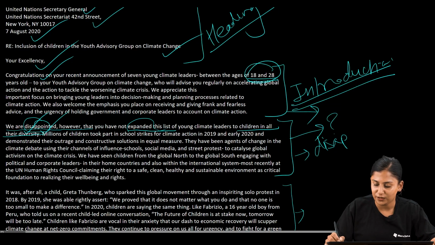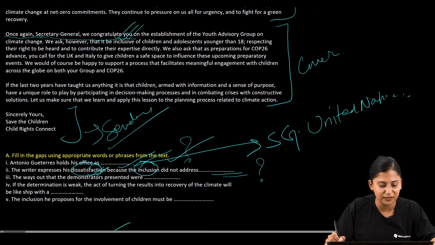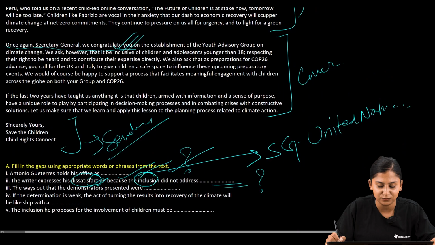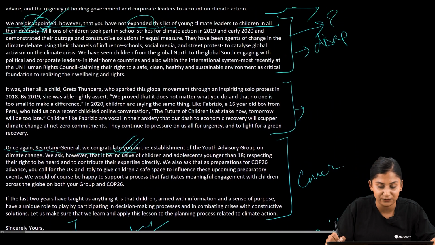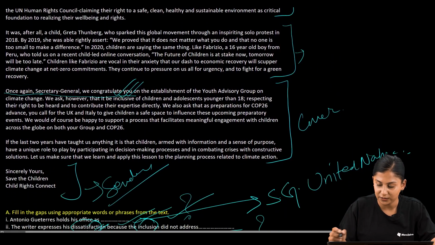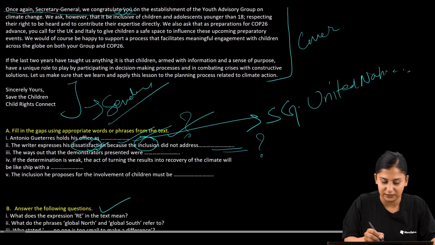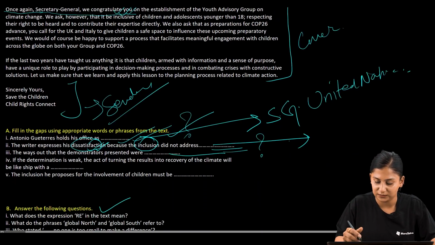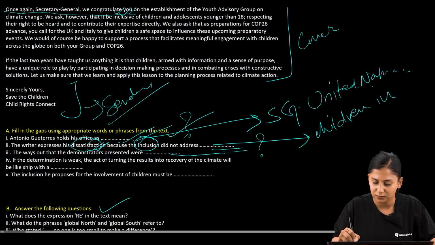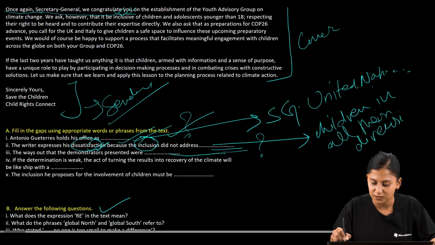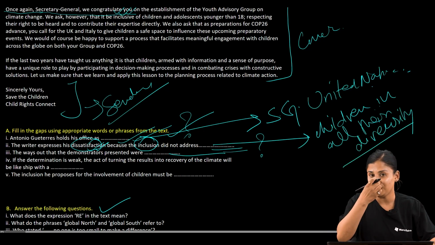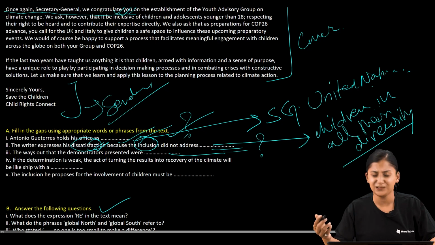So now here the correct answer would be, the writer expresses dissatisfaction because the inclusion did not address children in all their diversity. Now here the answer would be children in all their diversity. So is it clear? Are you getting me? Now let us move to question number 3.